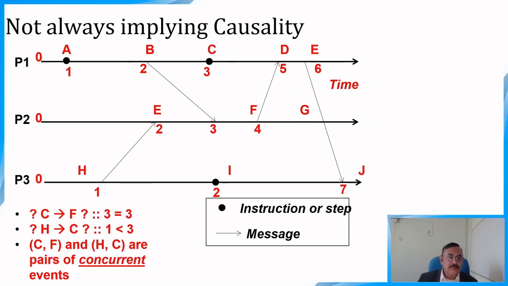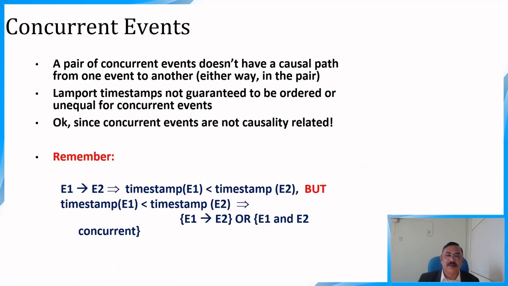Now, in certain cases, consider whether C has happened before F or not. Since there is no exchange of messages between C and F, they are not even ordered using the happened-before relation. Both have the value 3 in that case. So, this is not correct. Such events which are not governed by the happened-before relation are called concurrent events. They cannot be ordered in that case.